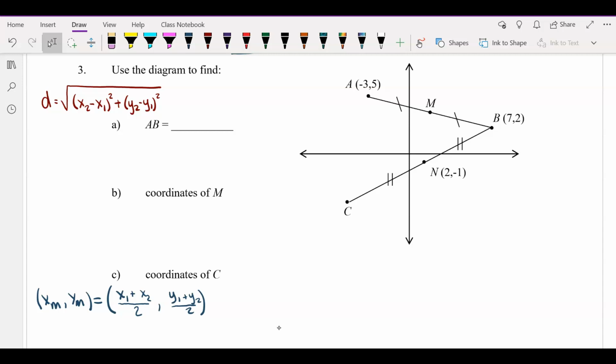So it says, use the diagram to find. So here it says AB equals. That is talking about the distance. So we have here AB.